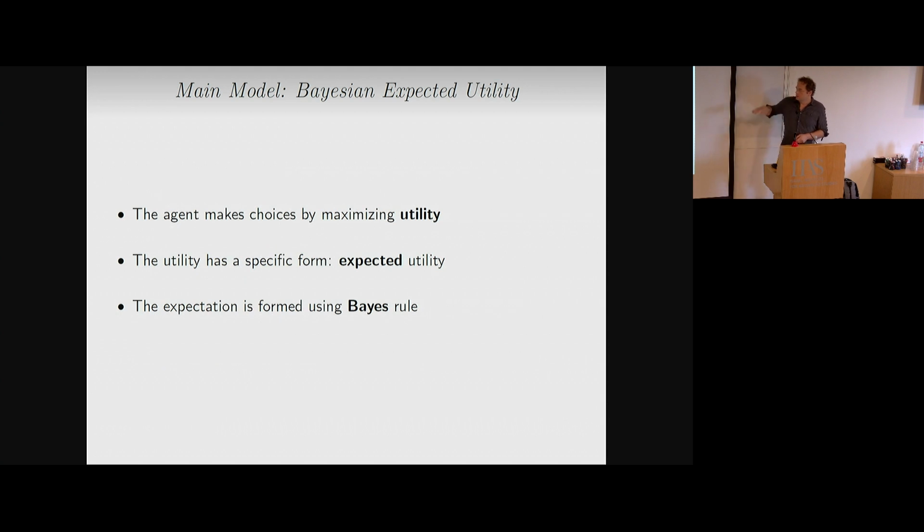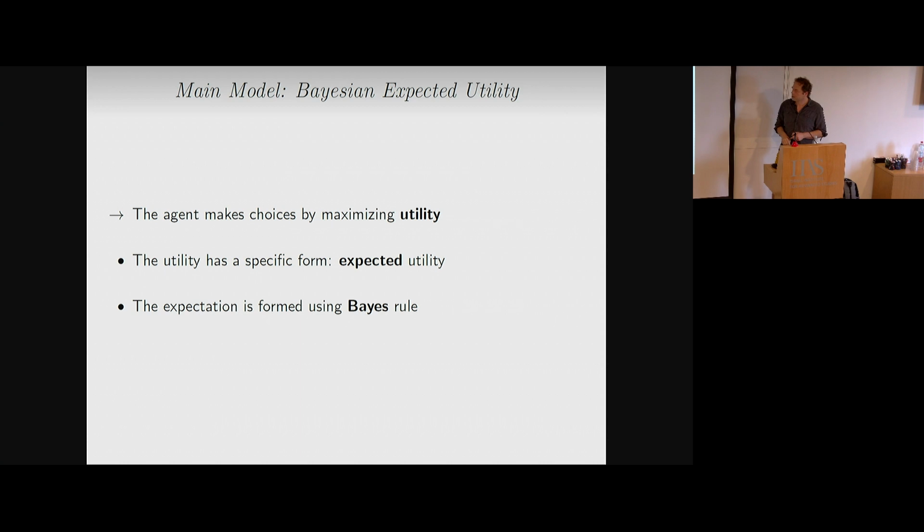It has three words in its description. Bayesian expected utility. Utility is something that the agent is maximizing. The utility has an expected form. It's not any particular utility, but expected utility. And the expectation is formed using the Bayes rule. So I'll spend roughly a third of the first lecture talking about each of these components and what they mean for choice.